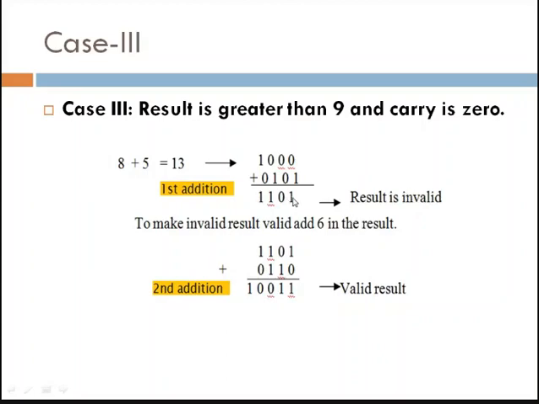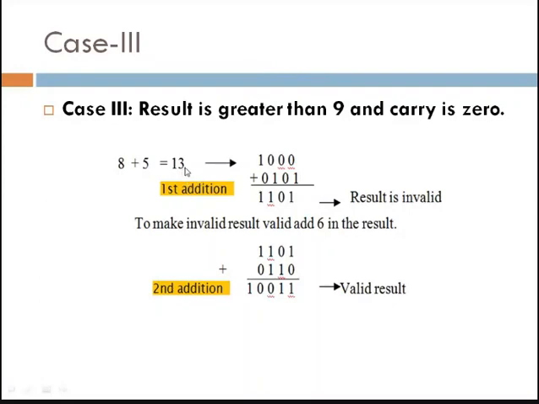To make the invalid result into a valid result, we need to add 6 to the result. So this is the result given. Consider this result as it is and then add 6. Apply the addition: 1 plus 0, then 1 plus 1 is 0 with a carry generated, again 1 plus 1, and so on, giving 0 0 0 0 and the carry is generated. Now if you want to represent 13 in the normal BCD form, you have to consider 1 separately and 3 separately, just like the previous case.